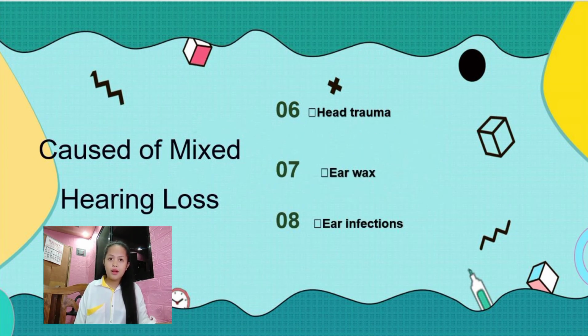Sixth is head trauma. After a head injury, endolymphatic or extracochlear trauma, disturbance of intralabyrinthine fluid, cochlea, or the 8th nerve can cause hearing loss. Tinnitus may also be caused by a neck injury.